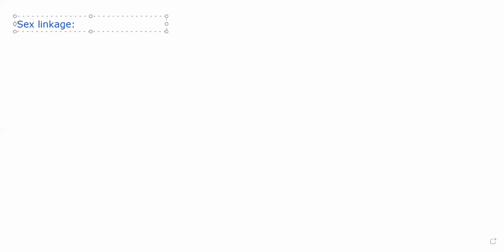So we will keep in mind, let me write it here, the genes that are located on the X chromosome are described as sex linked. Sex linked. This is very, very important to know. Now, I go ahead with the example.